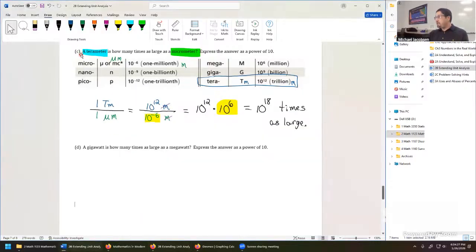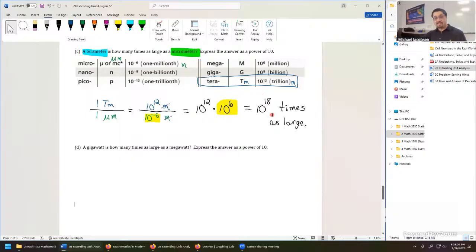We compared the terameter, this part right here, by taking the ratio of 1 terameter divided by a micrometer. Using these units here, we put in 10 to the power of 12 for the terameter. That's this part of the table. 10 to the power of negative 6 for the micrometer, and that was this part of the table. Once we threw that together, the units canceled off, and it was really just sorting out the exponential notation, working with powers of 10. And we finally found that a terameter is 10 to the power of 18 times as large as a micrometer.